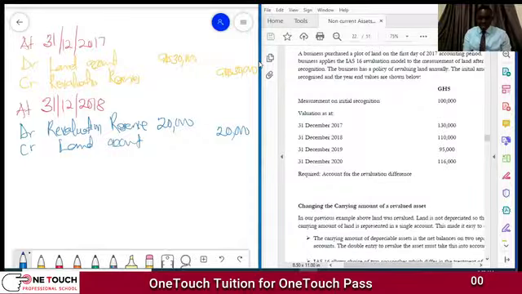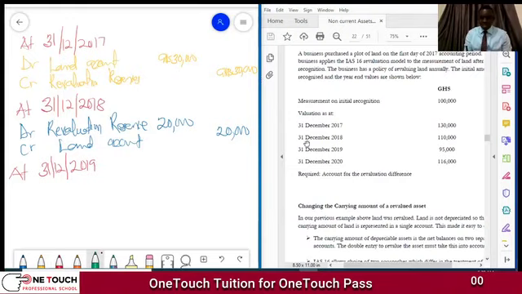So now you can see that the reserve account now has a balance of 10,000 in there. Is that not it? Good. Then let's look at our next, at 31st of December 2019.